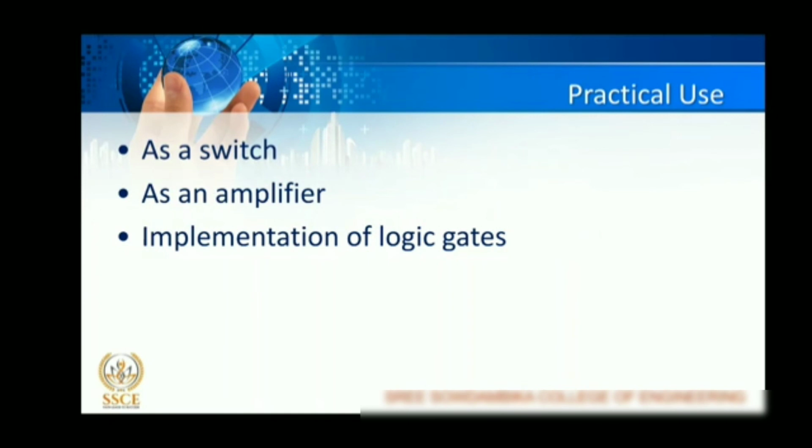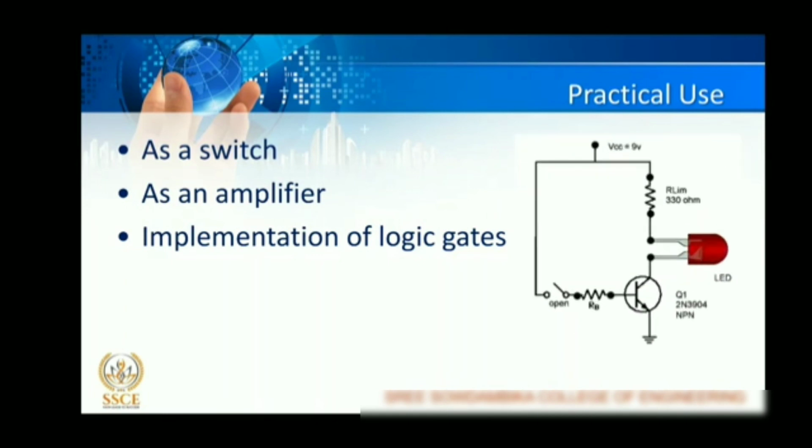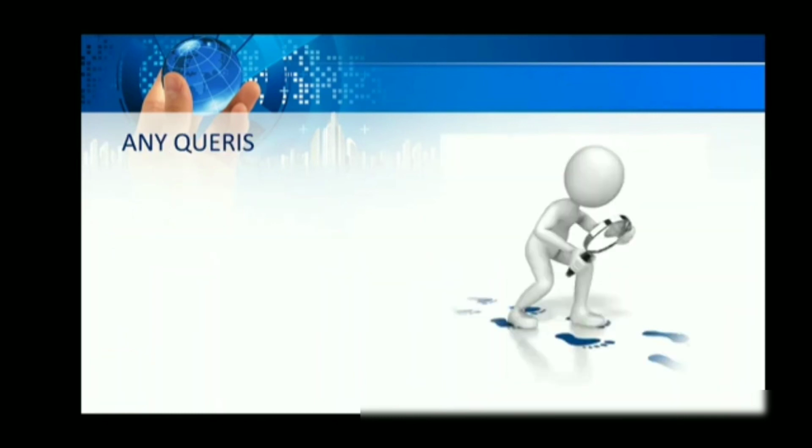This is the practical use of the transistor. The transistor will act as a switch and as an amplifier, and is used in the implementation of logic gates. Mainly it is used to amplify the electronic signal. This circuit will explain the transistor as a switch. If we give supply to the base, then it will conduct current from collector to emitter. If we close the switch, a large amount of voltage is applied to the base, so the current will flow from collector to emitter, so the LED will glow.